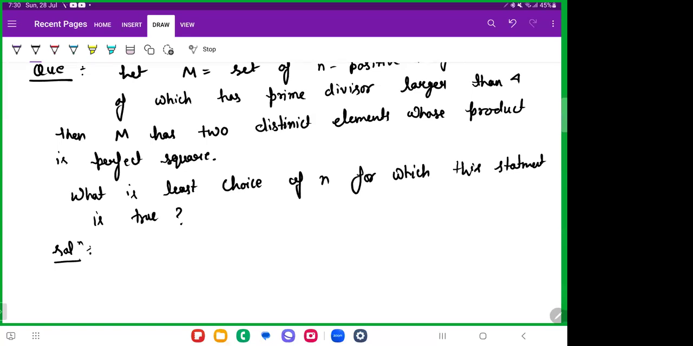The elements are of type 2^k and 3^k, right? Yes, you are correct: 2^k1 times 3^k2. This type of elements are in M. I am asking about the cardinality of M such that this statement holds. k1 and k2 are positive integers. The color changed. Tell me, any idea?